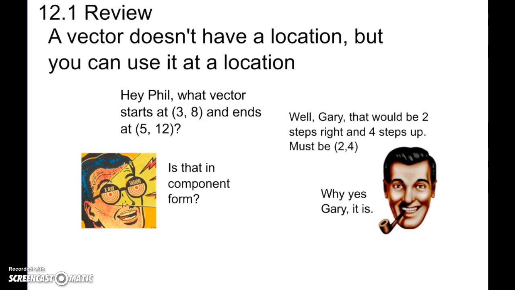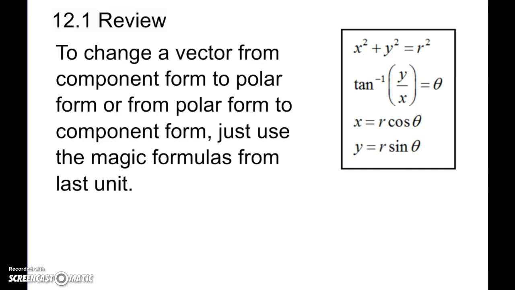Okay, so this vector, here, the vector Gary wants starts at 3, 8, but it doesn't have to. It's the same vector no matter where you put it. And then we use those same 4 formulas to change from one form to the other. None of that's changed at all. And that's all good?